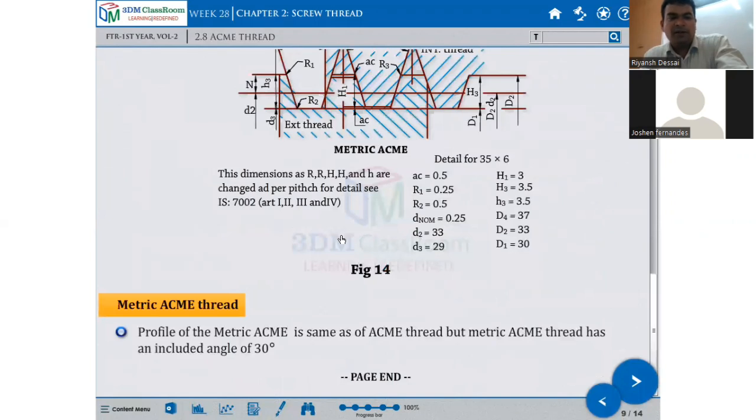Next is the metric Acme thread. The same Acme thread you will get in metric also. The profile of the metric Acme is the same as the Acme thread, but the metric Acme thread has an included angle of 30 degrees, so it is slightly different. The British standard Acme thread has 29 degrees, but the metric Acme thread has an included angle of 30 degrees. One degree difference.